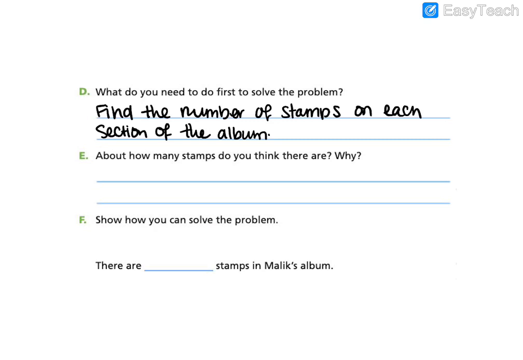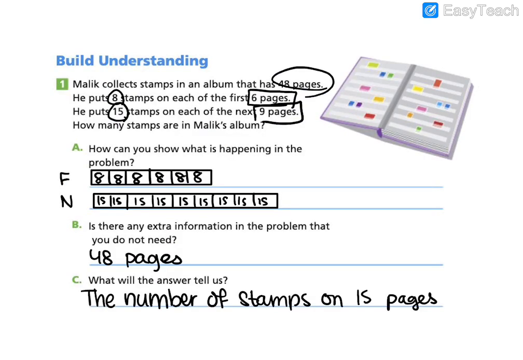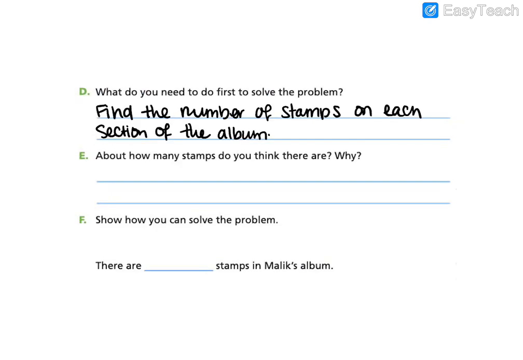Letter E is asking us for an estimation. I'm going to go back to the other slide. Yours is right above. 6 groups of 8 is going to be about 60. 9 groups of 15, that's about 10 groups of 15, so that's about 150. Now your estimation might look different. You might have wanted to do that a different way. This is how I would estimate. Because I know in total, there's going to be about 210 stamps.